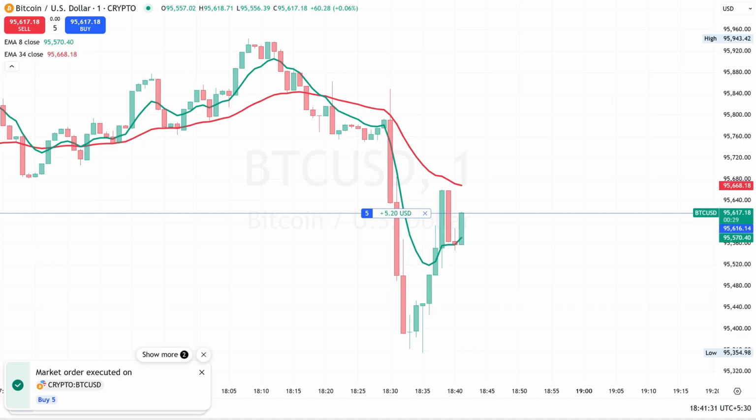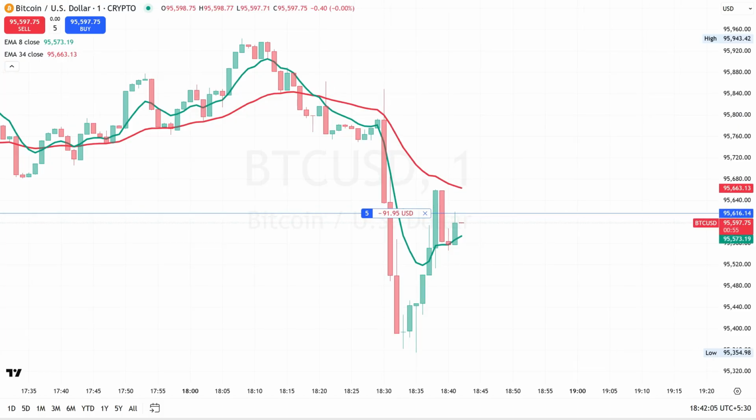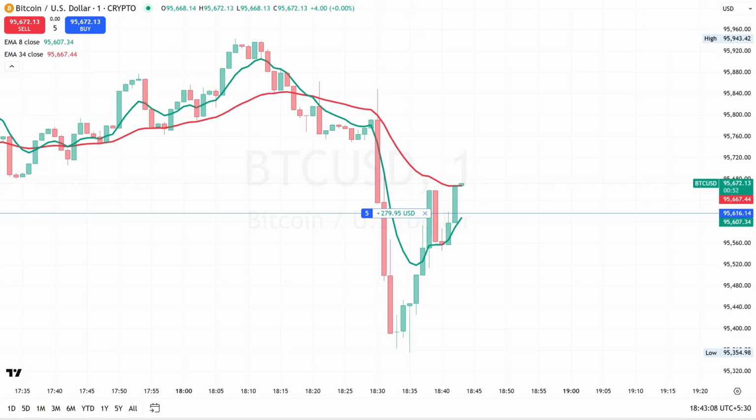This kind of setup is a great example of how waiting for a retest and confirmation can lead to higher probability trades while avoiding unnecessary risks. You can see the market is moving exactly as I expected. The price is climbing steadily, respecting the EMAs and following the bullish momentum. This is the kind of price action we love to see after a strong setup like this.